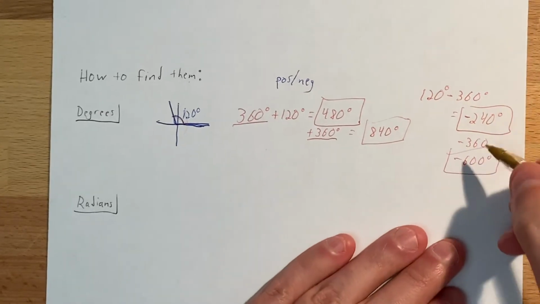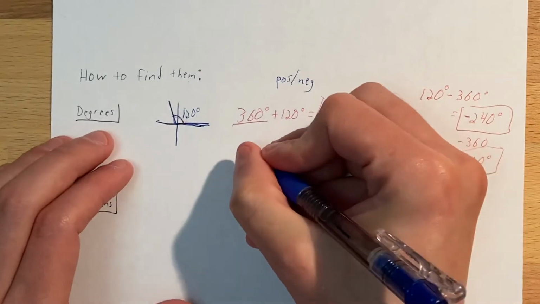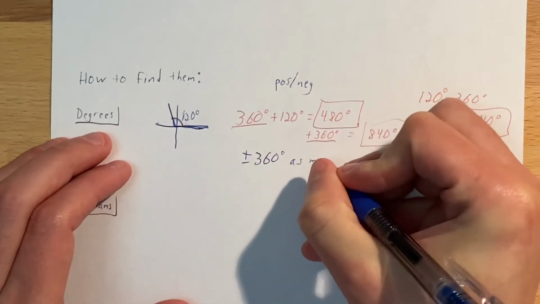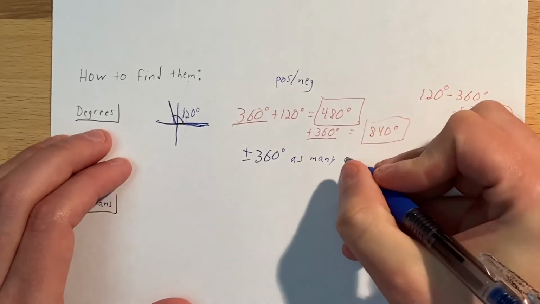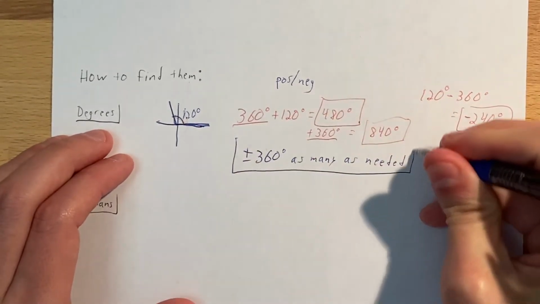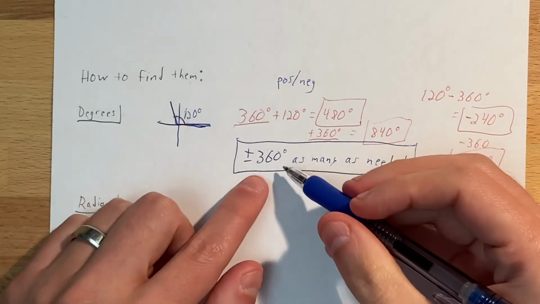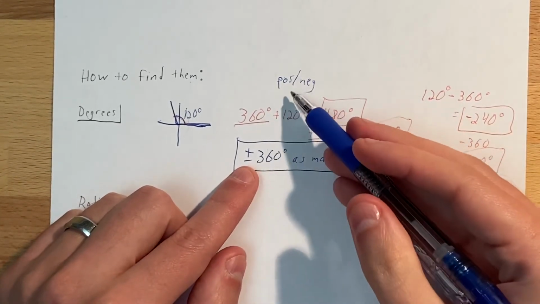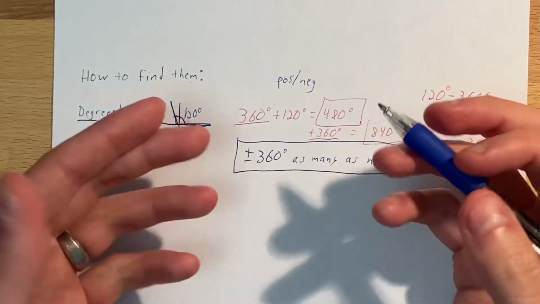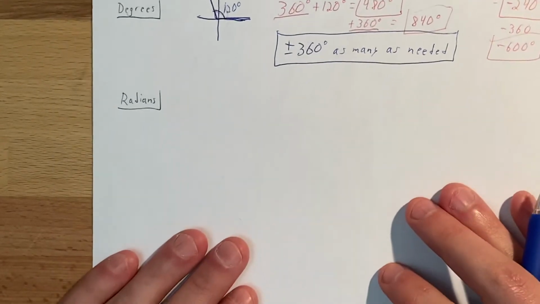And you can keep adding or subtracting 360 as many times as you want. So plus or minus 360 degrees, as many as you want or needed. I'm just going to put as needed. Because, more than likely if you're doing this, it's because you need to. I don't know how many of you would want to do this, but keep adding or subtracting 360 until you get a positive one, until you get a negative one, or both, just depending on what your question is or what you're looking for in math.